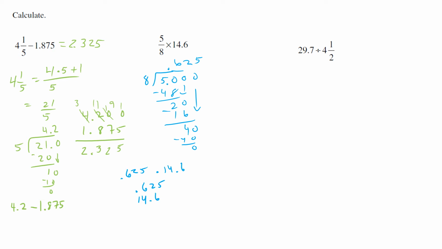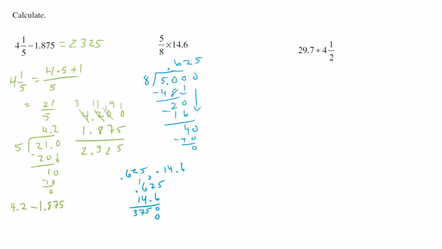We'll count the decimal places when we're done. So we're just going to multiply. So 6 times 5, it's going to give me 30. Carry the 3. 6 times 2 is 12. Plus 3 is 15. Carry the 1. 6 times 6 is 36. Plus 1 is 37. Put my 0 placeholder.